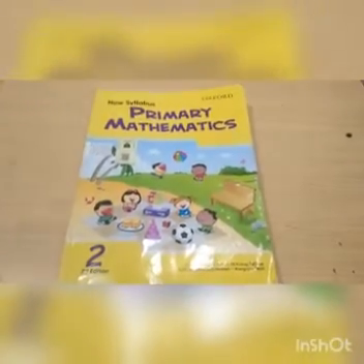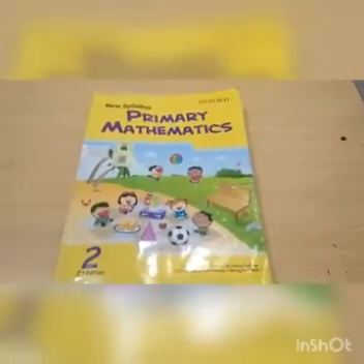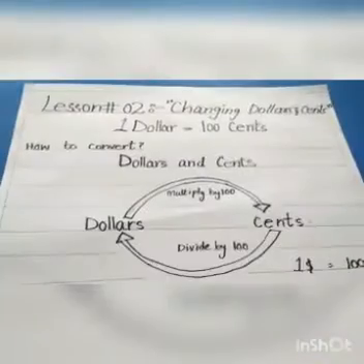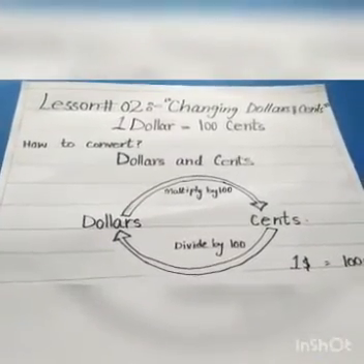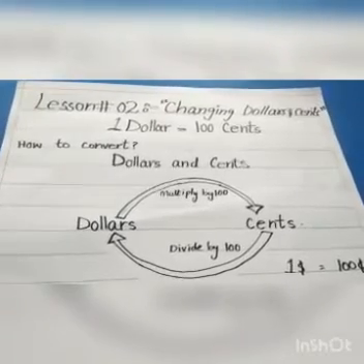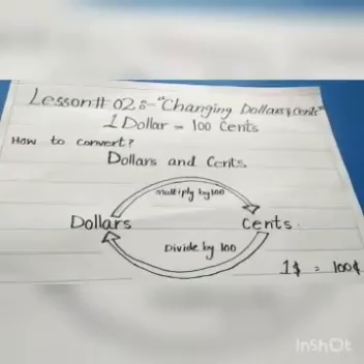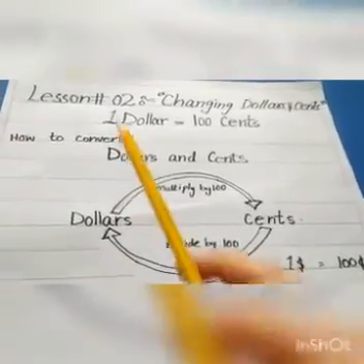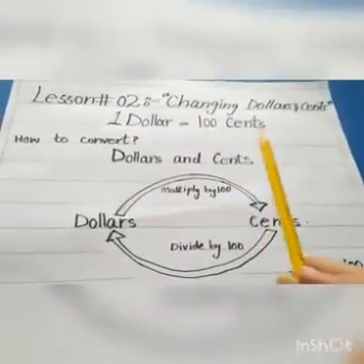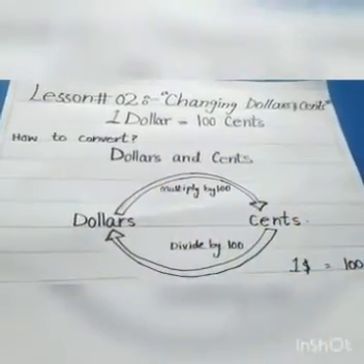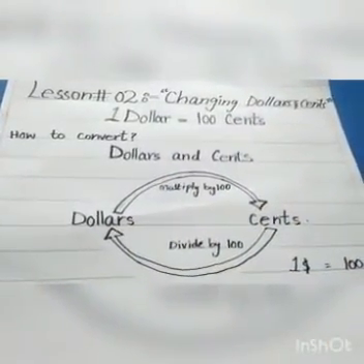Today we are going to have our maths lecture, Primary Mathematics Second Edition for class 2. Before starting our lesson, changing dollars and cents, I just want to tell you how we can easily convert dollars and cents. Class, $1 is equal to 100 cents. In other words, 100 cents make a dollar.